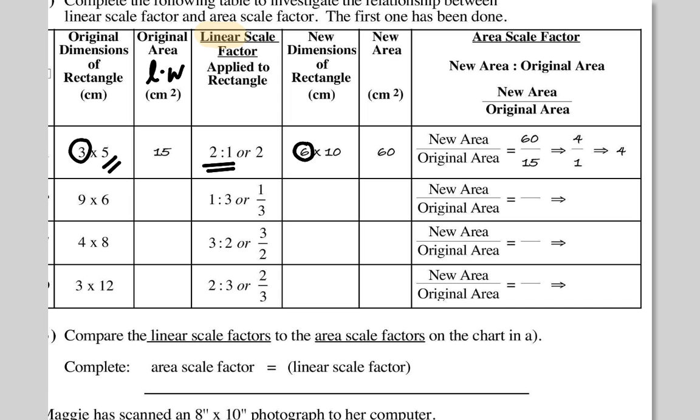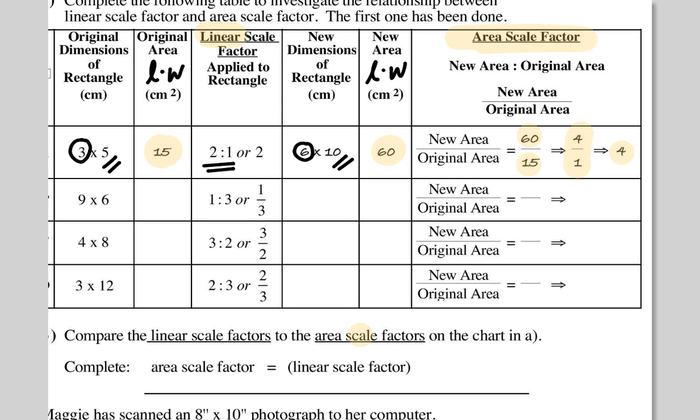5 will become 10. Now they ask you to calculate the new area, which is also length times width, just with the new values. So compare the two areas. Here's 15 and here's 60. What they ask you to do is do a scale factor for area. Take the new thing and divide the old thing, but for area. 60 divided by 15 reduces to 4 to 1, which is just 4.